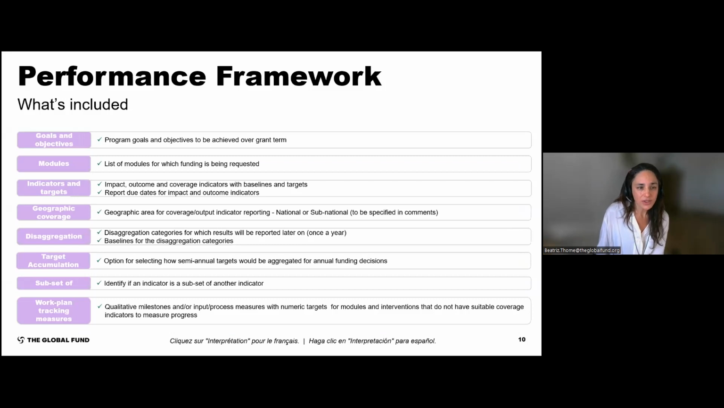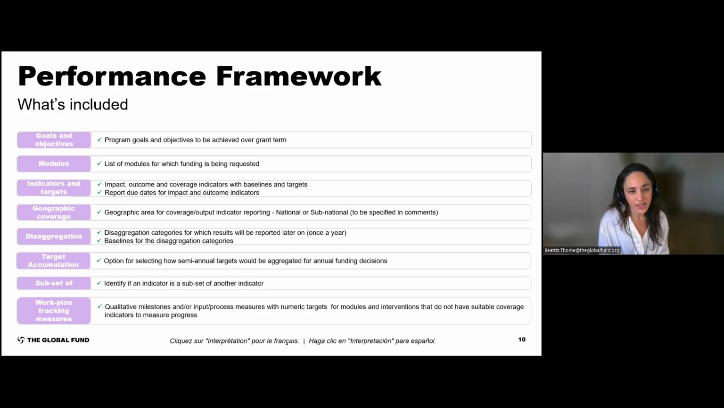So what's included in the performance framework? Again, it will include the program goals and the objectives in order for this grant to achieve the national goals over the grant term. There will be a list of modules for which funding is being requested. The performance framework is going to be very much linked to the funding that's being requested in the detailed budget, hence the guidance for both documents being the same, the modular framework again.